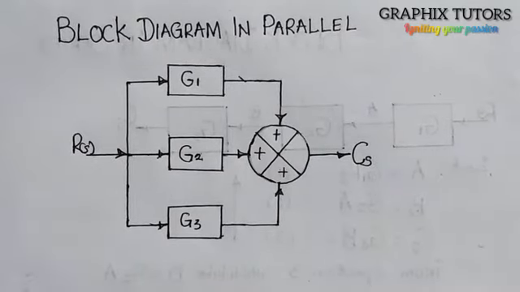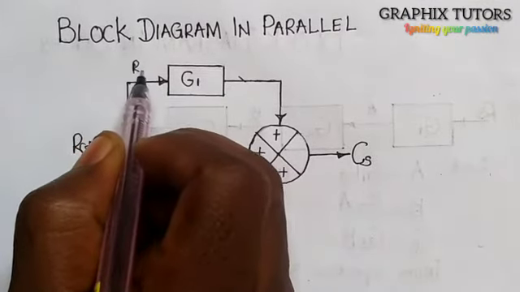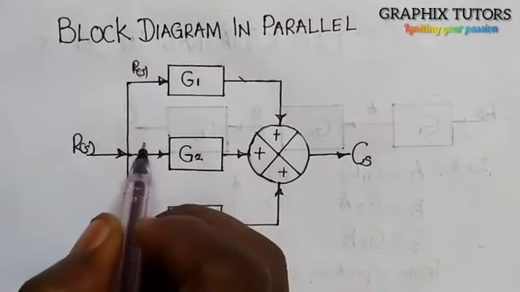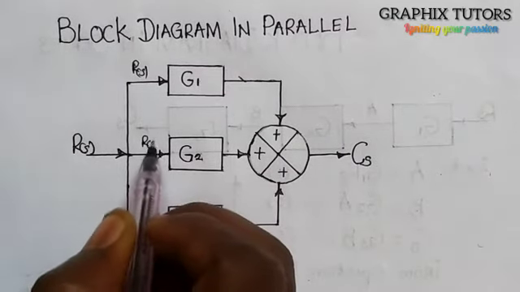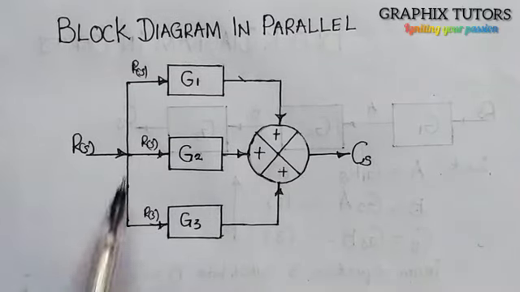transfer functions. So we have transfer function 1, 2, and 3. Now I can say in this point, we also call it the input signal Rx. Also in this point we call it input signal. Also in this point we call it input signal. That is what this takeoff point has done.